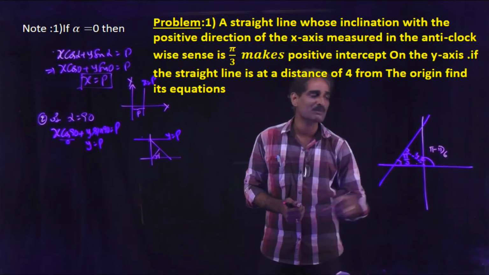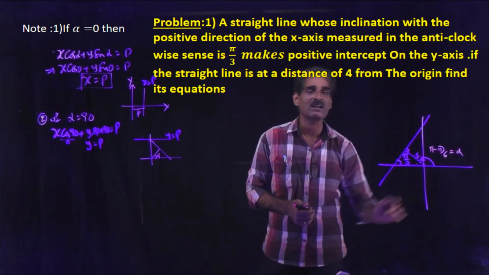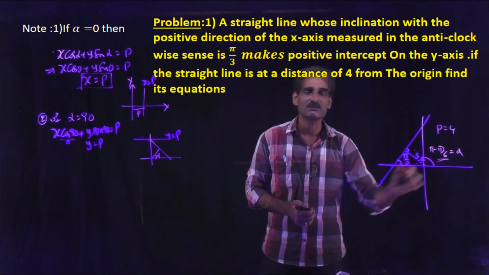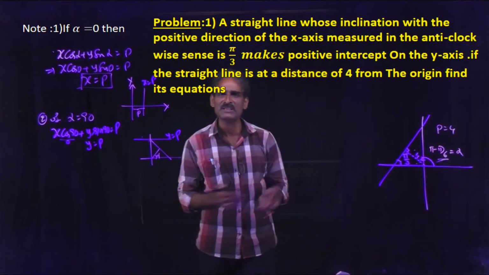This is the normal making angle. This is nothing but alpha. This is nothing but p. P is nothing but 4. Alpha is nothing but pi minus pi by 6. Very, very easy problem.